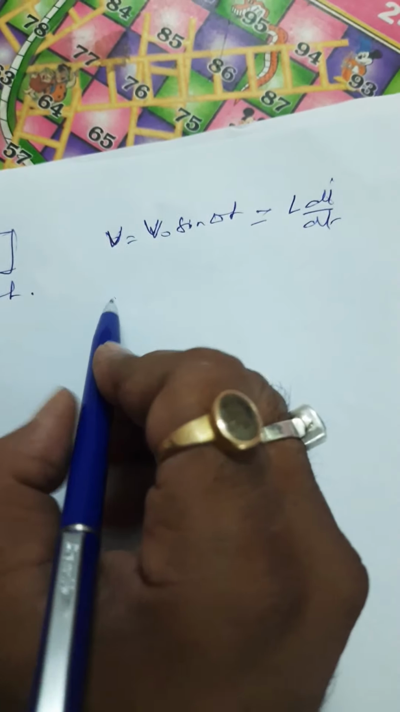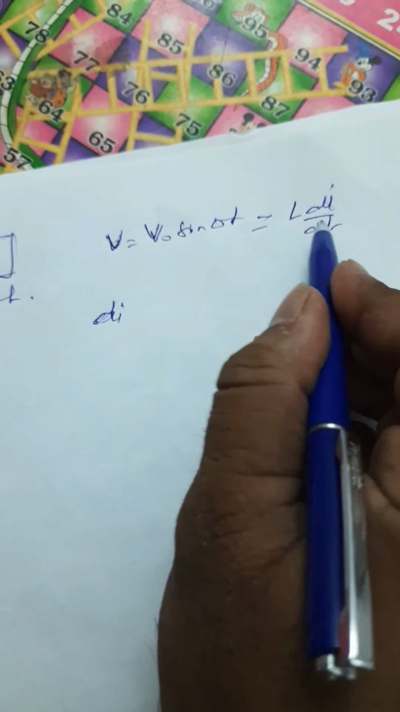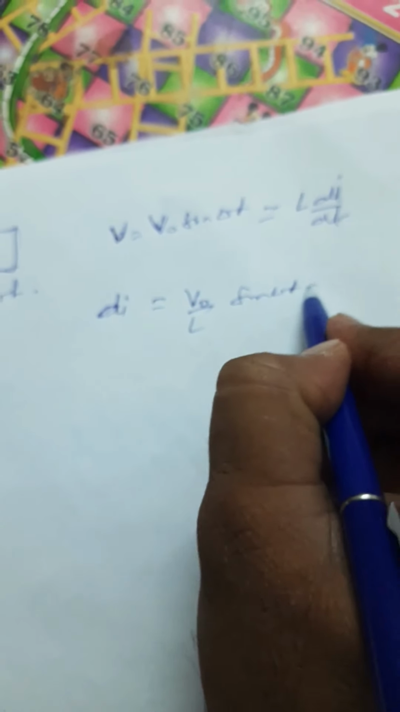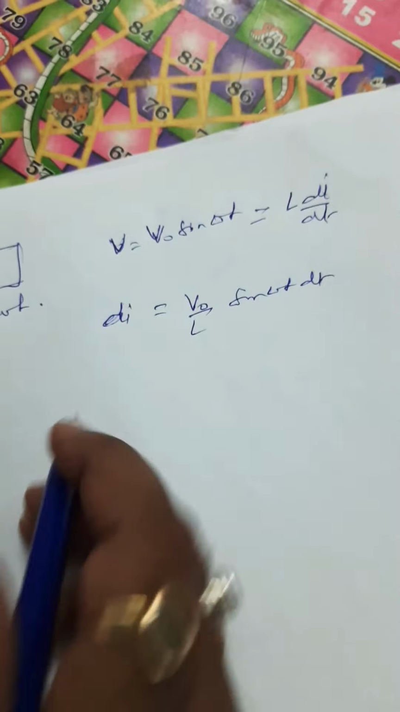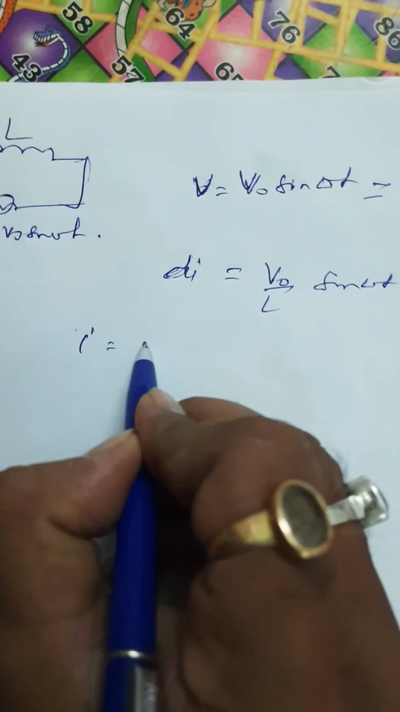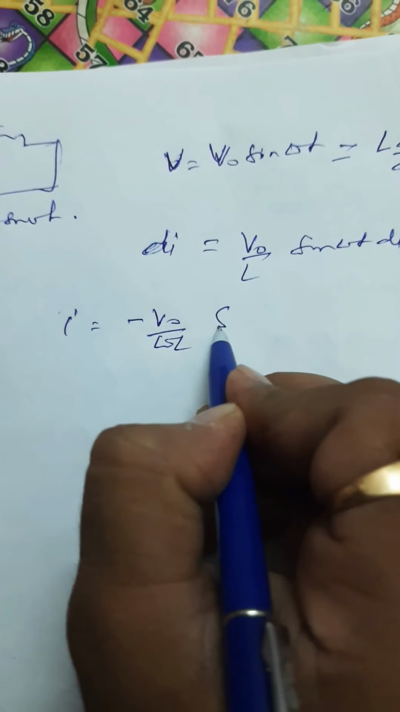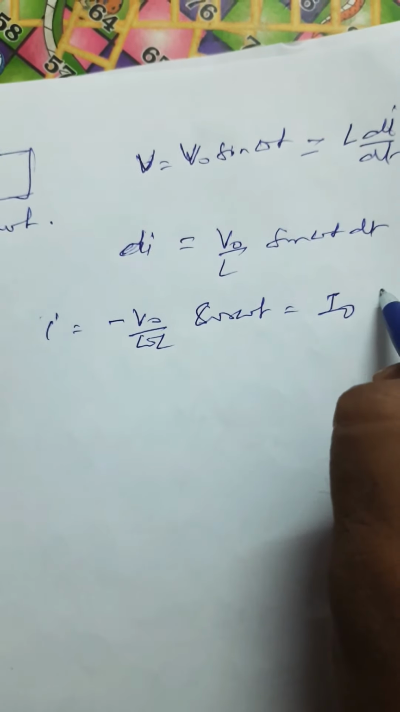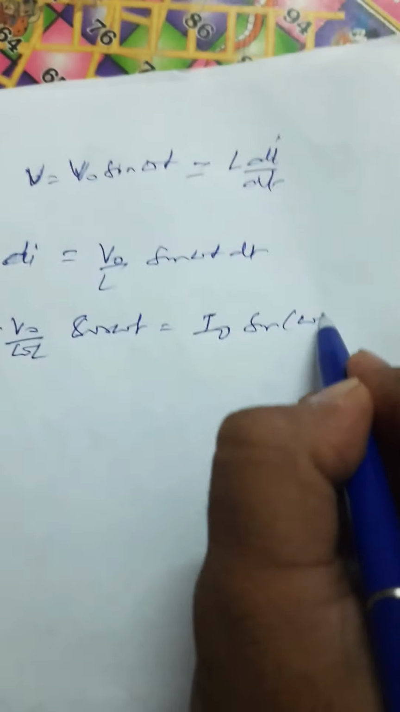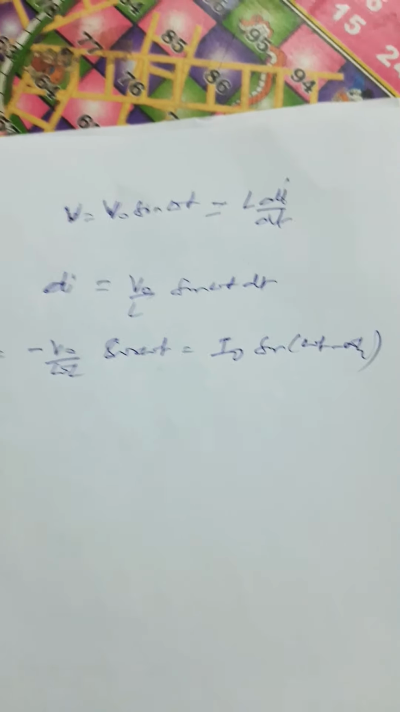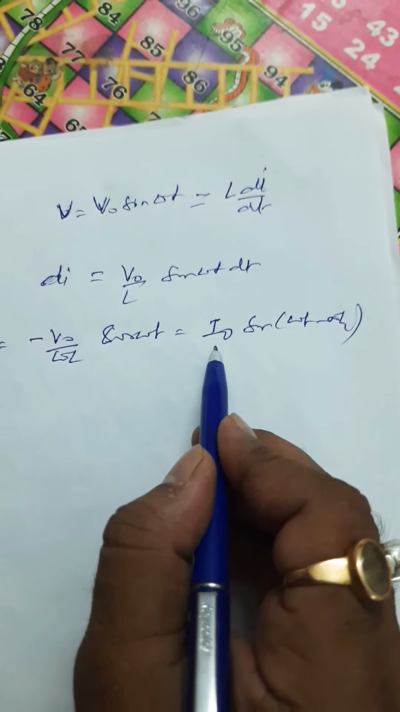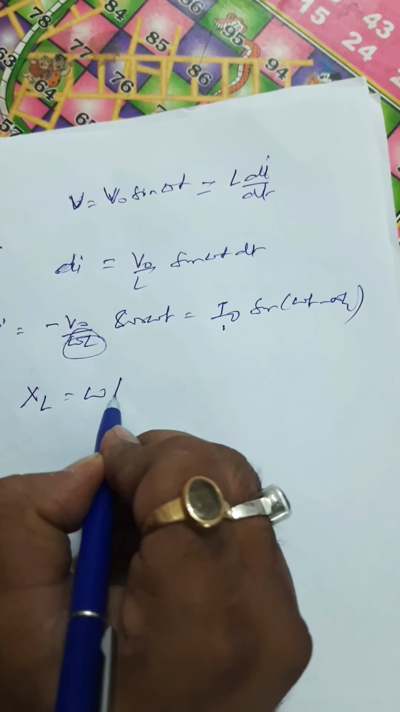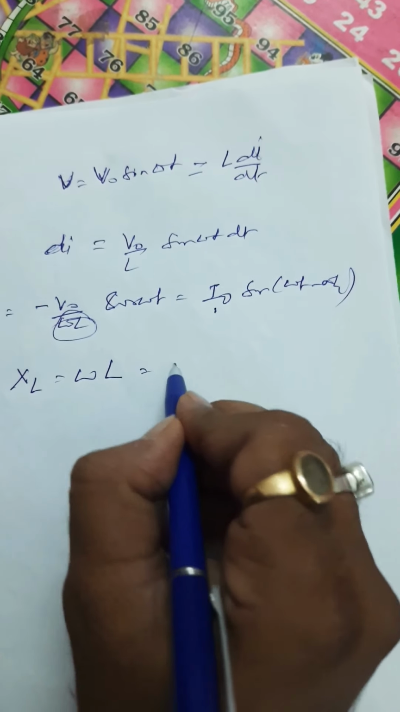From here, di is equal to V naught by L sine omega t dt. After integrating this, we'll get I is equal to minus V naught by omega L cos omega t, which is equal to I naught sine omega t minus pi by 2. Here V naught by omega L is the maximum current, and omega L is represented by XL is equal to omega L. This is the inductive reactance.